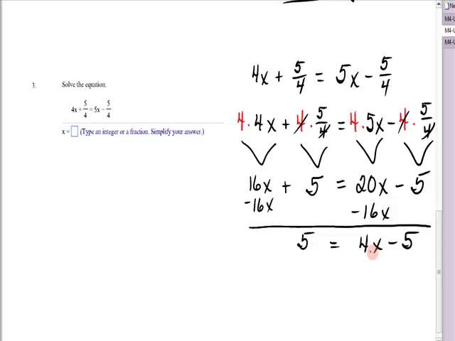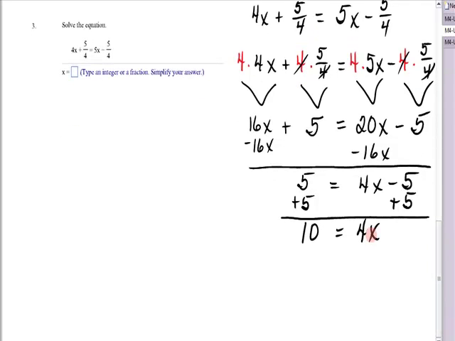Because my variable is on the right, this has got to be isolated. I have to get rid of the minus 5, so add 5, and I get 10 is equal to 4x. Remember, my goal was variables on one side, constants on the other.